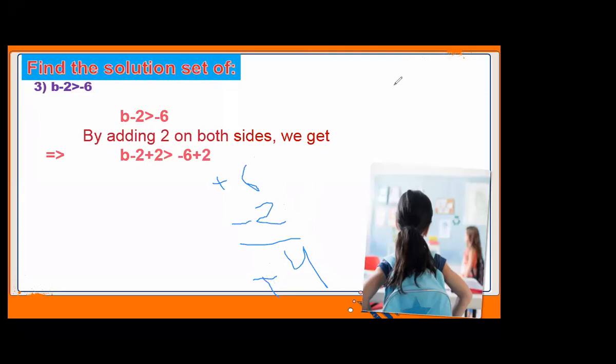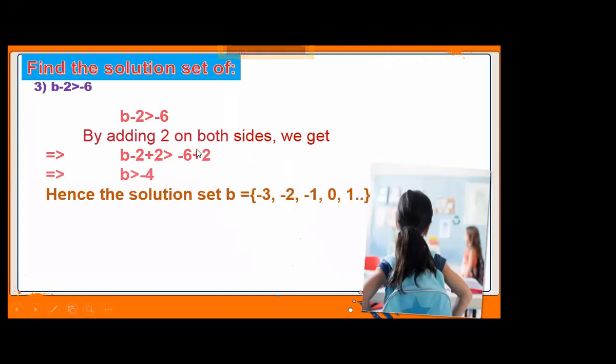Yes, miss, it's clear. Okay, students, so this question is clear. Here we get minus 4. Why minus 4? Because here the minus sign is with 6. When the negative number is greater, the answer will be negative. Minus 6 plus 2 is minus 4, but 6 minus 2 is plus 4. Please remember this. Now b is greater than minus 4.